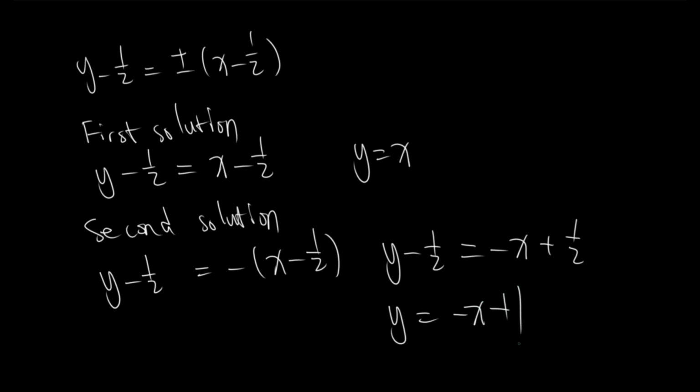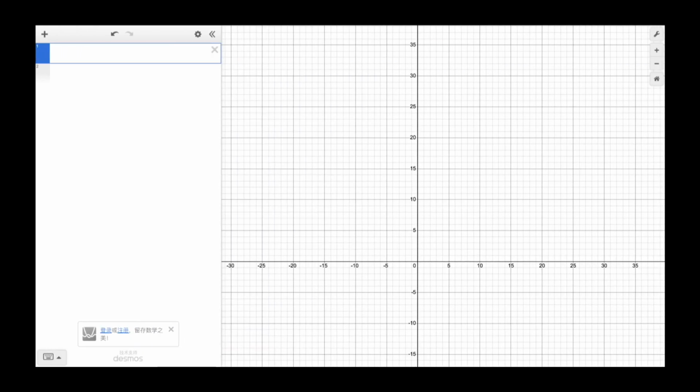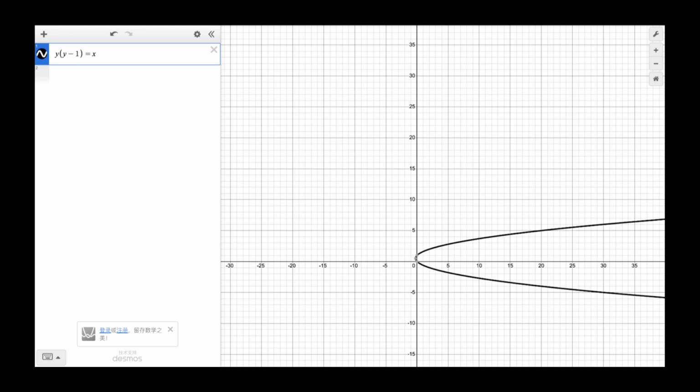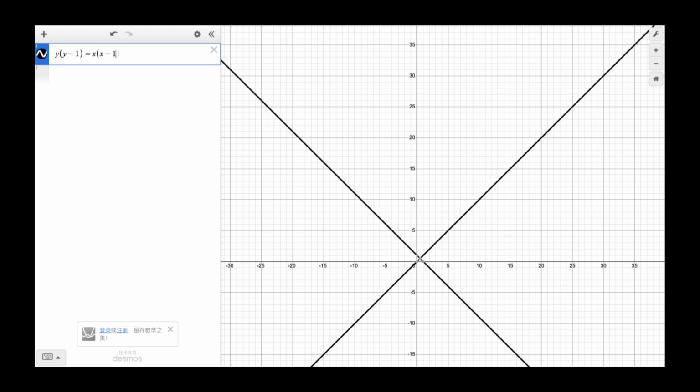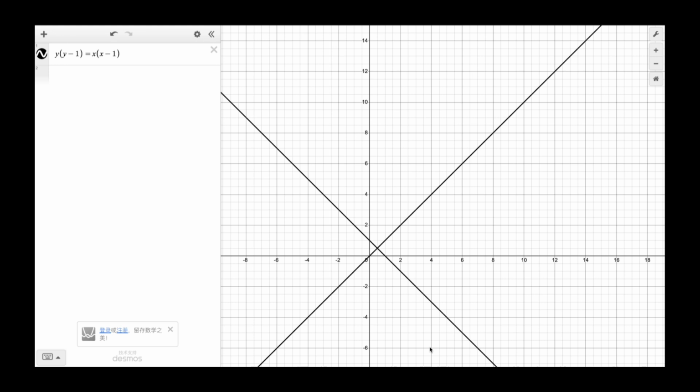So there you go. With the second method, we arrive at the same solutions. And now we can use Desmos to check if my solutions are correct. Y times y minus 1 is equal to x times x minus 1. Yeah, so two straight lines, one passing through the origin, the other passing through the coordinate of 0, 1. And that's it.